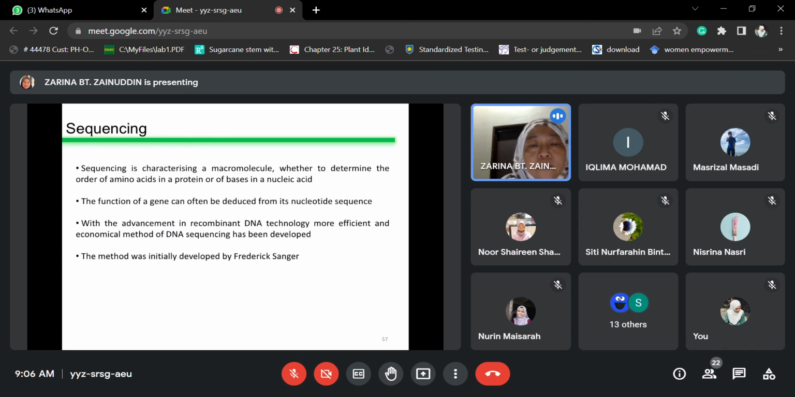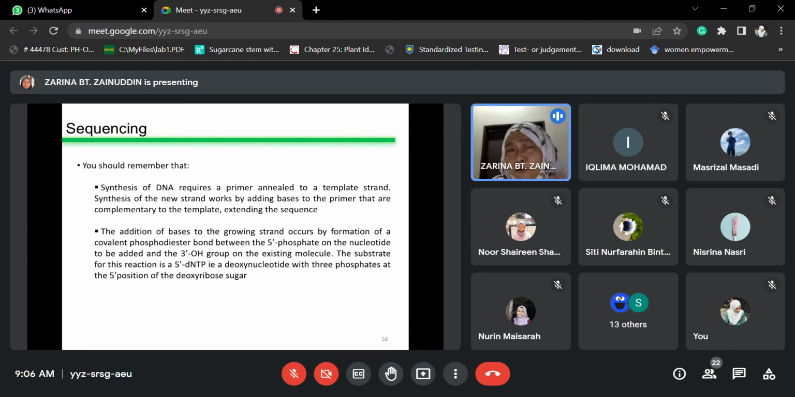But the sequencing technique was initially developed by Frederick Sanger. So that's why when we talk about sequencing, we always relate it to the Sanger sequencing technique, because this technique was developed by Frederick Sanger.